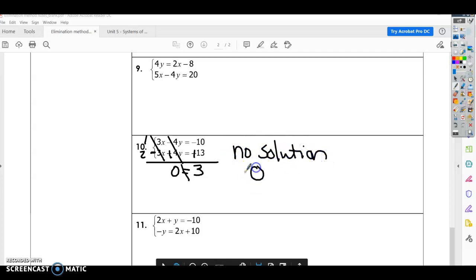And you may also see the null set to represent no solution. That means these lines are probably parallel. They will have the same slope and different y-intercepts. So if you were to graph those lines, you could see that they had no points of intersection, which would be the solution. So number 10 is no solution or null set.